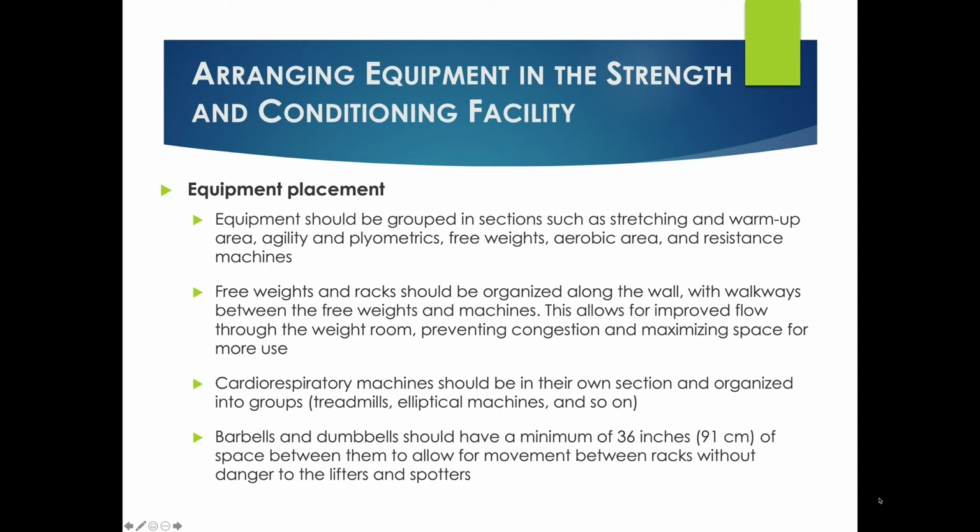Cardio machines should be in their own section, organized and grouped together. So treadmills together, ellipticals, machines together, and so on. Barbells and dumbbells should have a minimum of 36 inches of space between them to allow movement between racks without danger to lifters and or spotters.